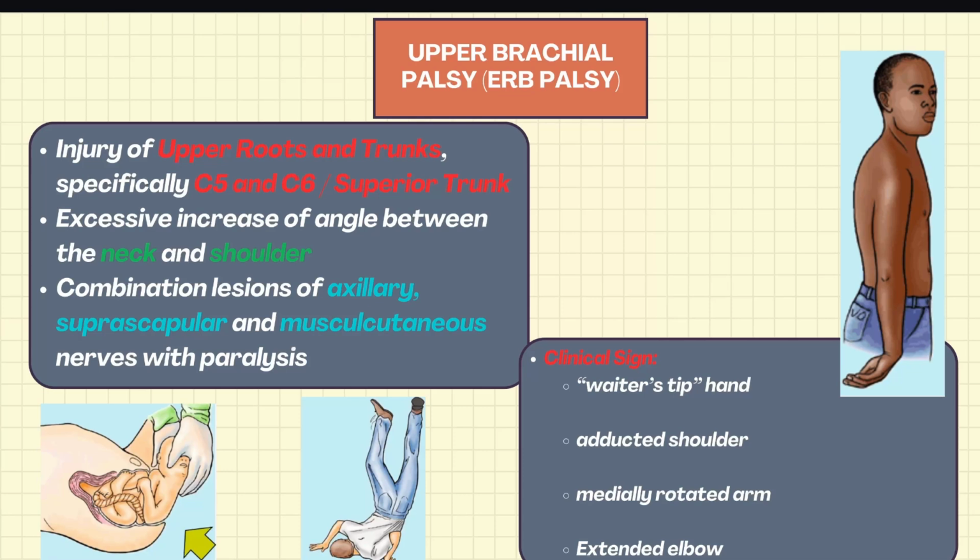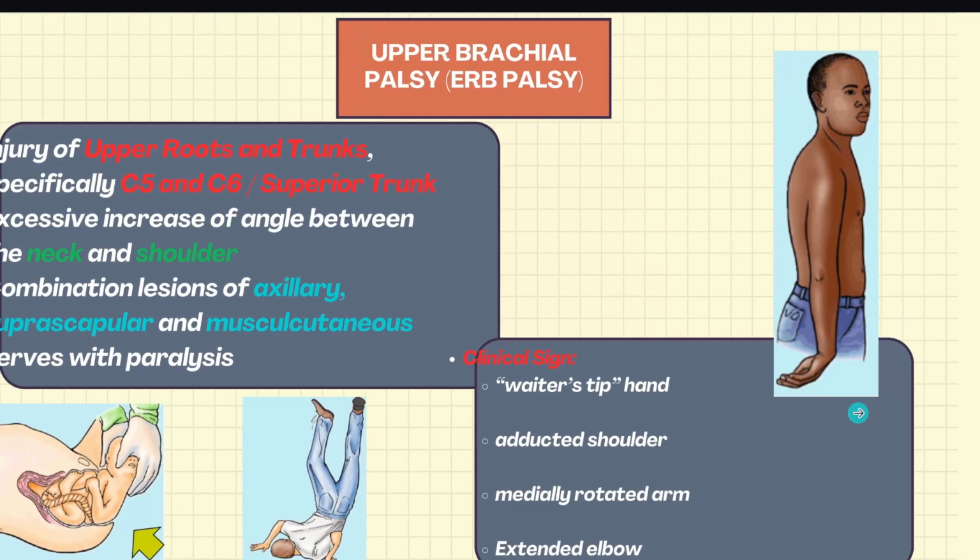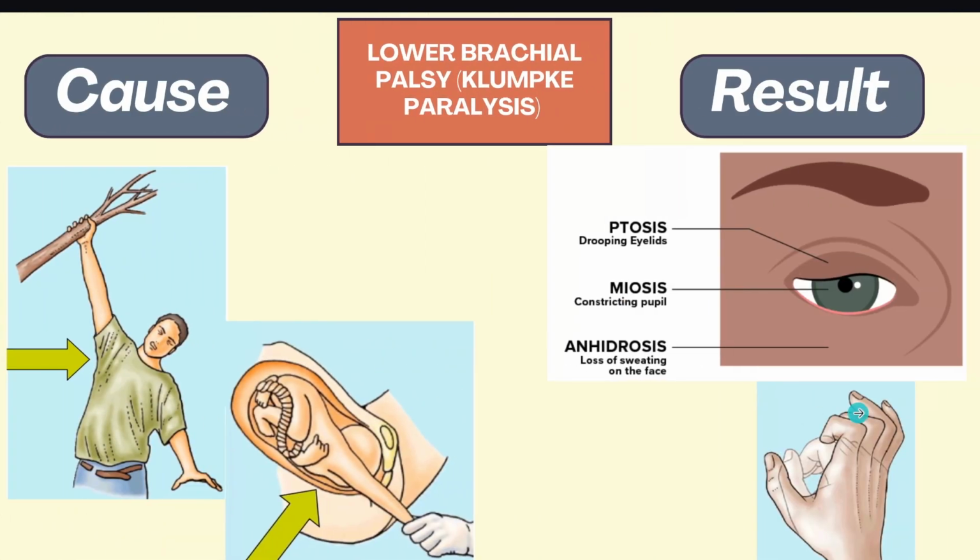This happens when there's an excessive increase in the angle between the neck and the shoulder. This is always going to injure your upper roots and is going to injure 3 main nerves: your axillary, your suprascapular, and your musculocutaneous nerve. Now, once a person has upper brachial palsy, he's going to have a clinical sign called waiter's tip. Waiter's tip is a combination of adducted shoulder, medially rotated arm, and extended elbow, which is going to look just something like this.